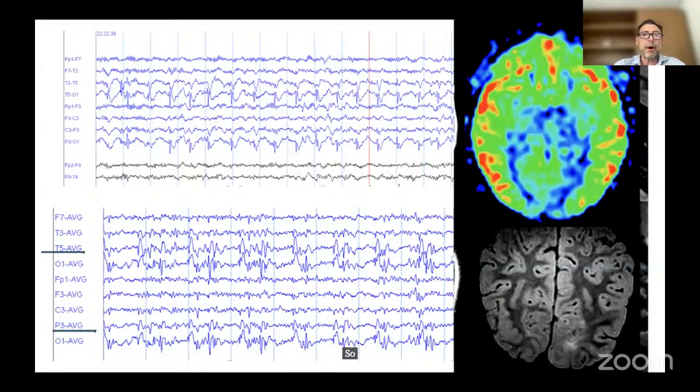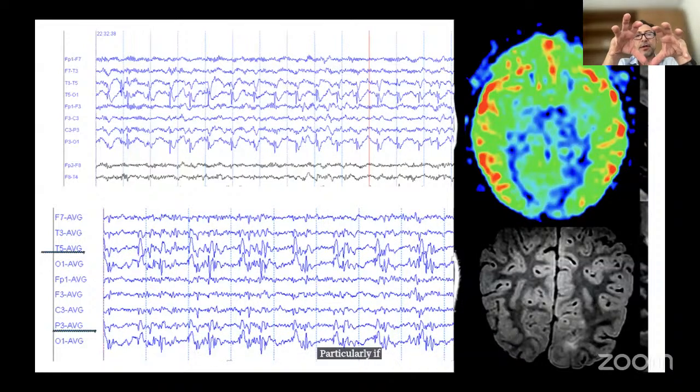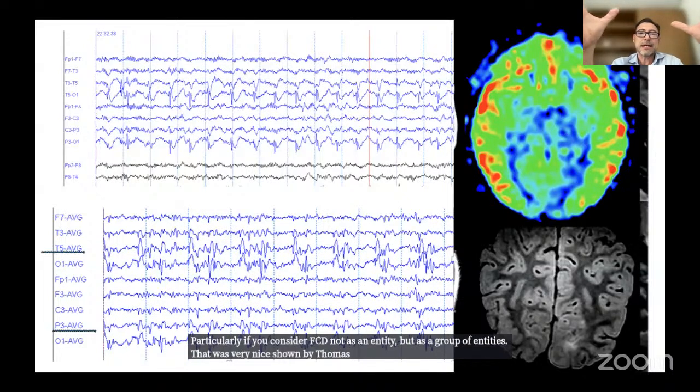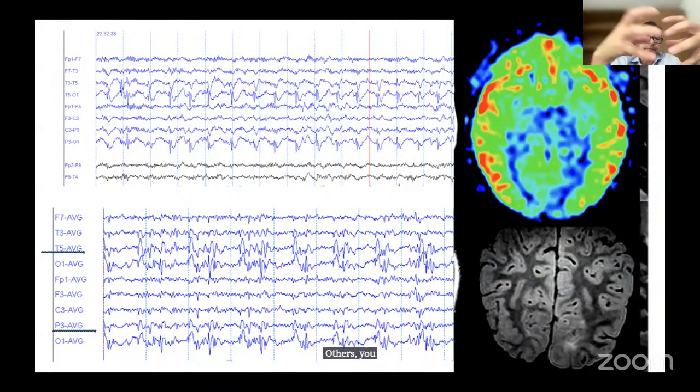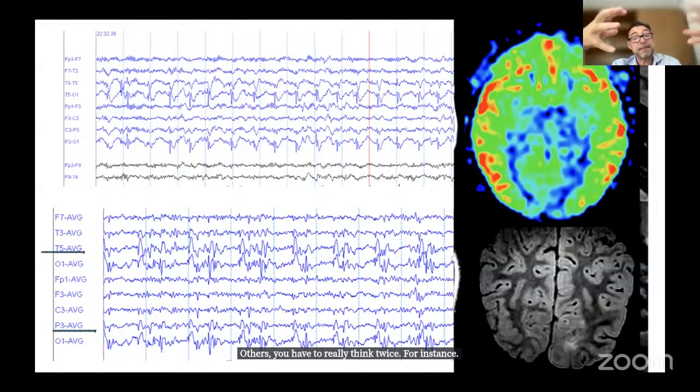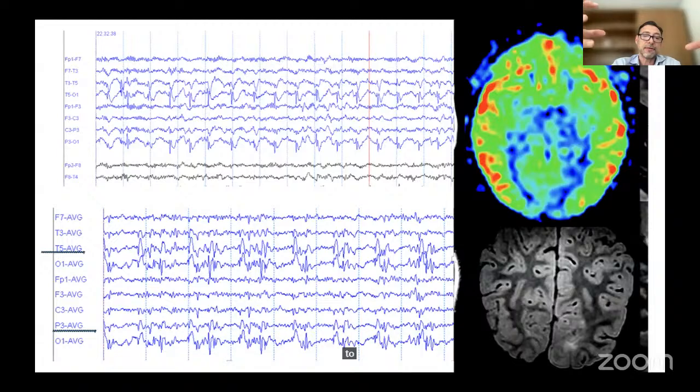So that was the main point I would like to throw to discussion, okay? Because there are different ways to go into this, particularly if you consider FCD not as an entity, but as a group of entities. That was very nicely shown by Thomas. And as a group of entities, some of them, I believe, you can go non-invasively. Others, you have to really think twice. So for instance, if you have more extensive lesions, perhaps you have to explore them. But Hans likes to explore them with intracerebral electrodes to see the extent of distribution of lesions. So I don't believe there's a final word for this.